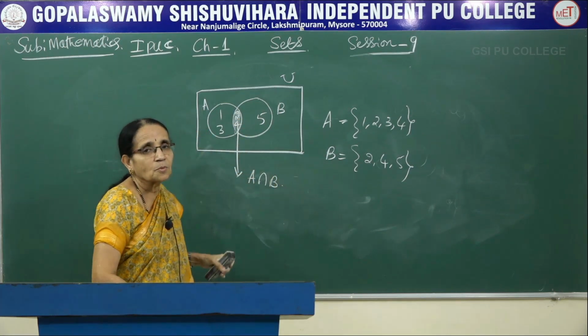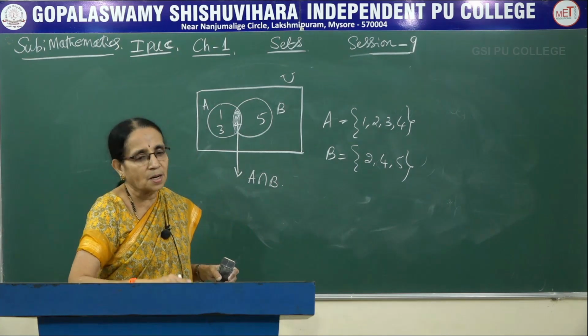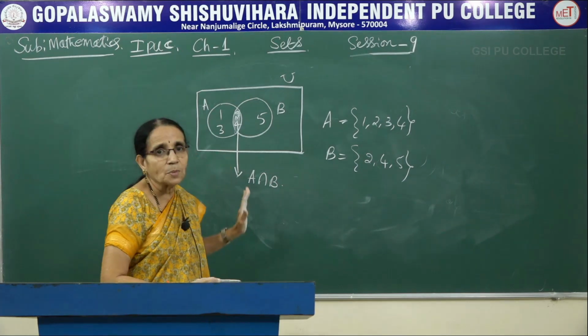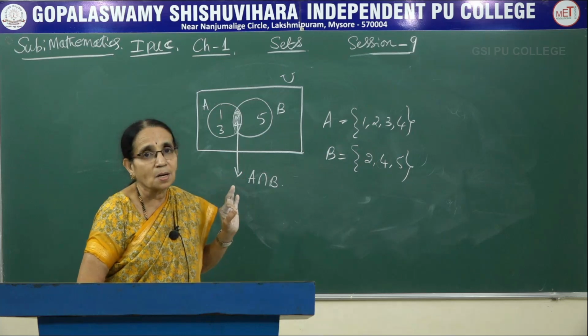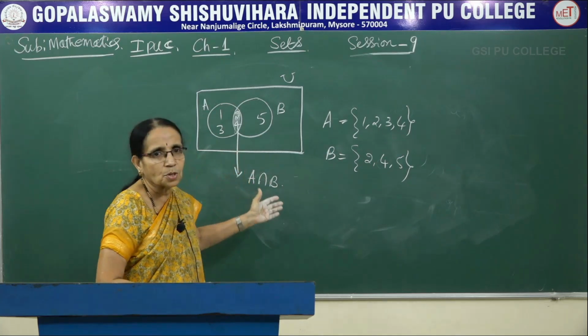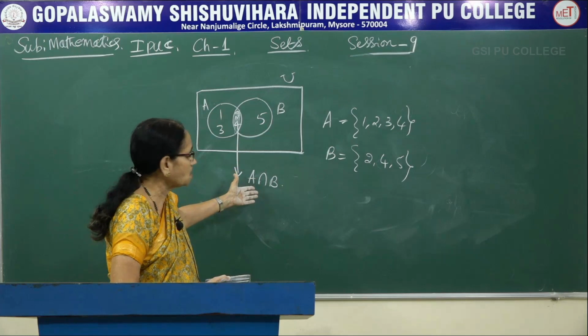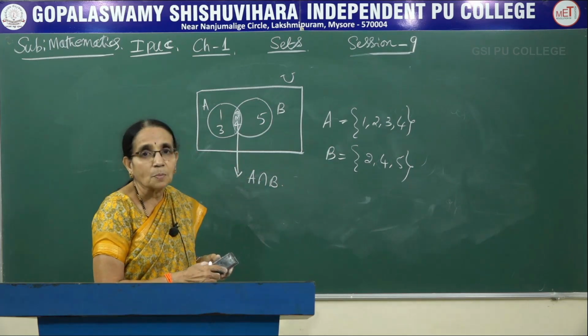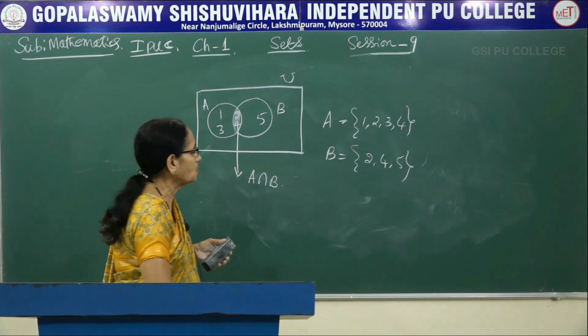Union means we shade both the sets A and B. Here only the common portion has to be shaded. Then that is known as the shaded portion. It's called A intersection B. This is how we can represent them with the help of a diagram.